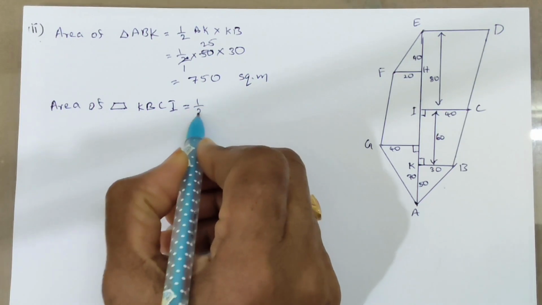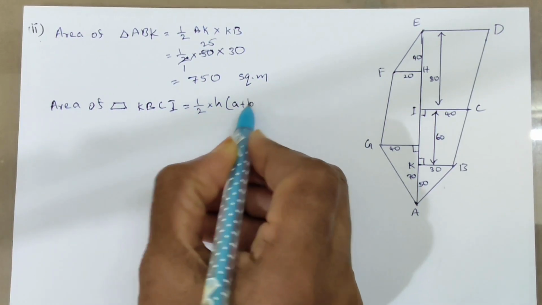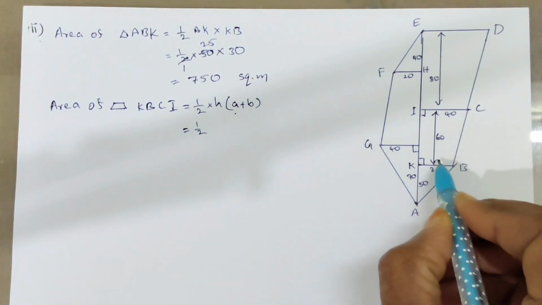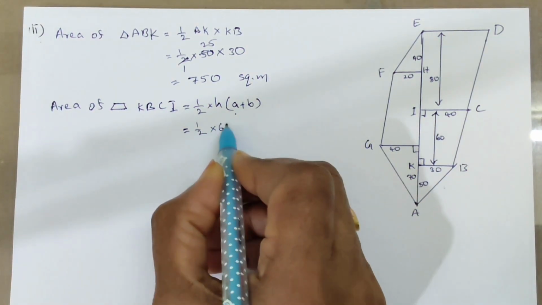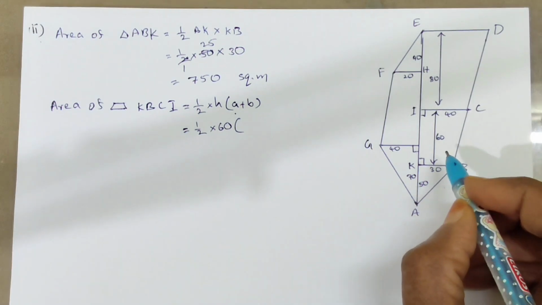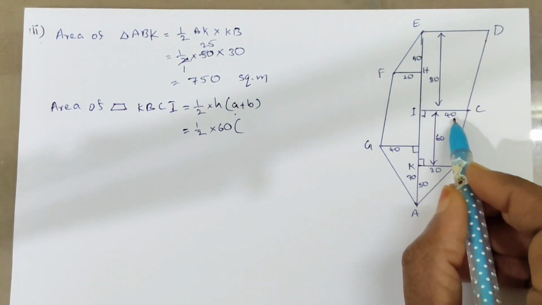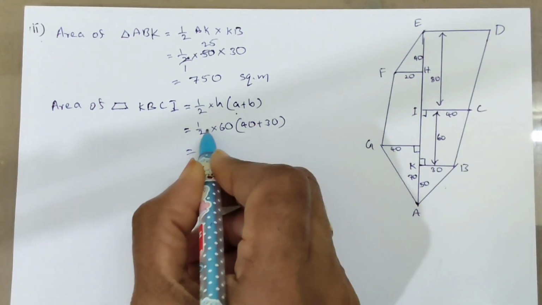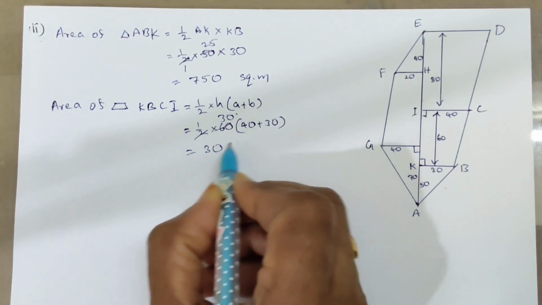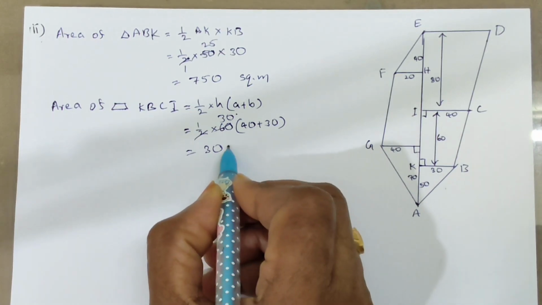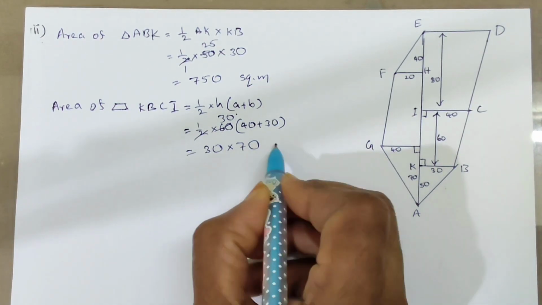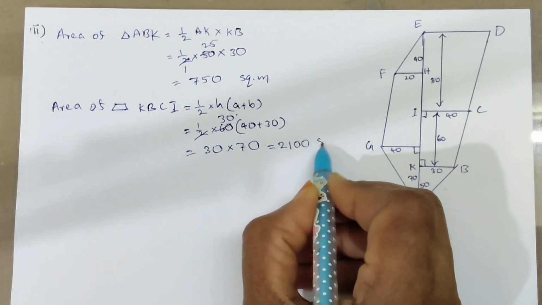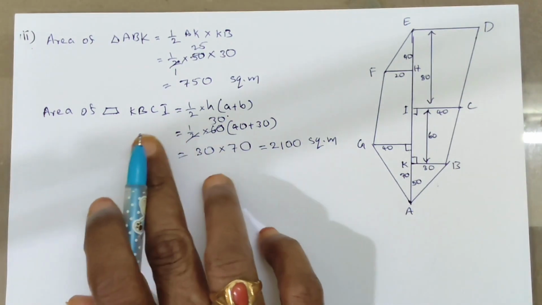KBCI is equal to 1 by 2 into h into (a plus b). Here a and b are the parallel sides. Here h is 60 meters. The parallel sides are 40 and 30. So 40 plus 30 is 70. Half of 60 is 30, and 30 into 70 is 2100 square meters, the area of the trapezium.